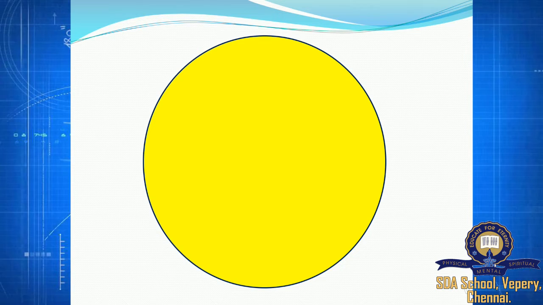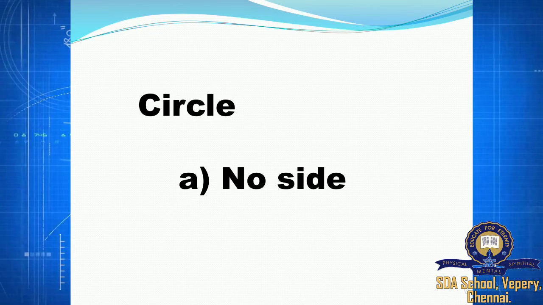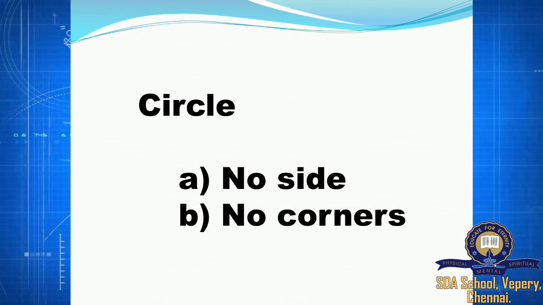Okay, let's see some important features. A circle has no side. It doesn't have any side and no corner. It's just round in shape. A circle is a circle.